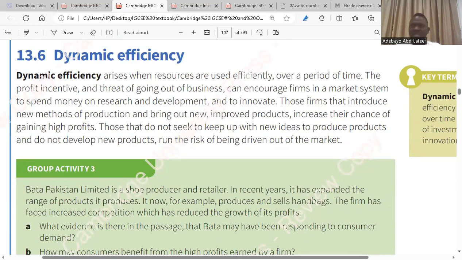Dynamic efficiency is what Apple is using in their industry. Apple comes out with different new products. They do research. Because they have the funds to invest in research and development, they come up with different innovations. And what happens? They continue to develop and develop and develop. Apple was not the top or the number one before.